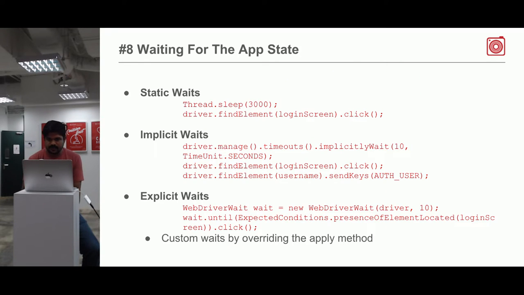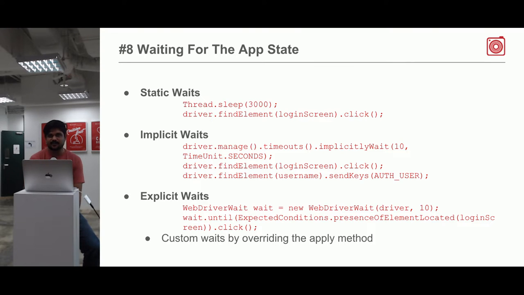This might be familiar for everyone. I think everyone is using waits in all projects, irrespective of Selenium or Appium. So how do you wait for an element to appear on the screen? When I started my career, I was heavily using static waits, like hundreds of Thread.sleep in my projects.